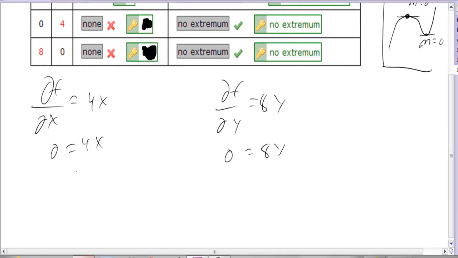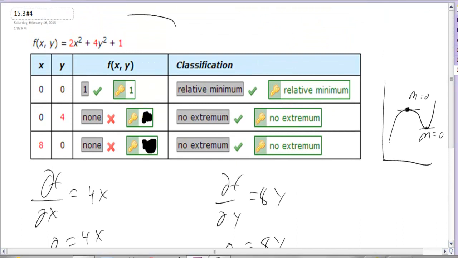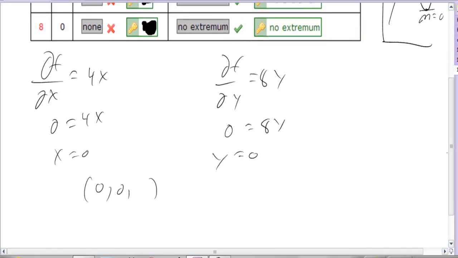So when I solve this, I end up getting x equals 0, y equals 0. So therefore, I have a critical point with an x value 0, a y value 0. But to get the z value, I need to go back up to here and find what f of 0, 0 is. So when I substitute that in, I end up getting 1. So therefore, I have a critical point at 0, 0, 1.